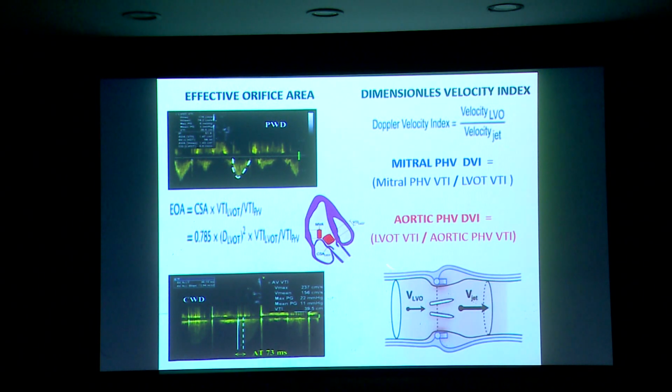And there you get this thing called the Doppler velocity index, because you put a Doppler, or a dimensionless velocity index. For the aortic valve, you do the LVOT VTI upon the aortic VTI to get the aortic DVI. The lesser the DVI, the more severe the stenosis. For the mitral valve, the ratio is mitral upon the LVOT VTI, so the more severe the stenosis, the higher the value of DVI. So a higher value of DVI in mitral is bad, a lower value of DVI in aortic is bad.